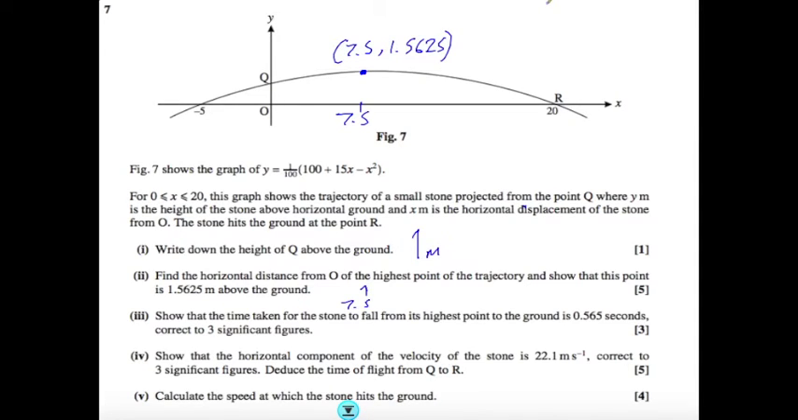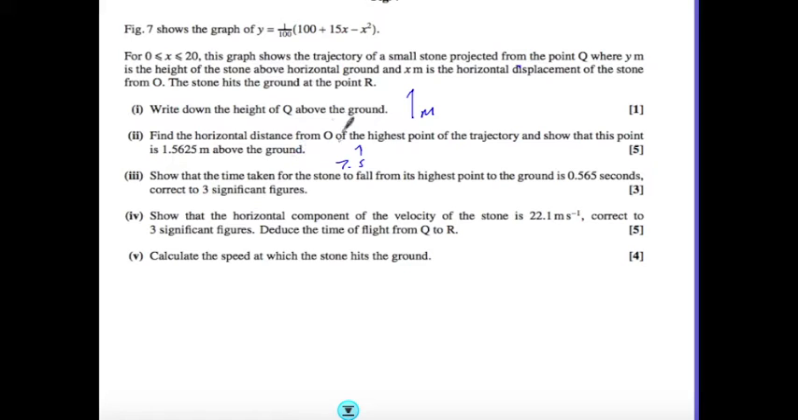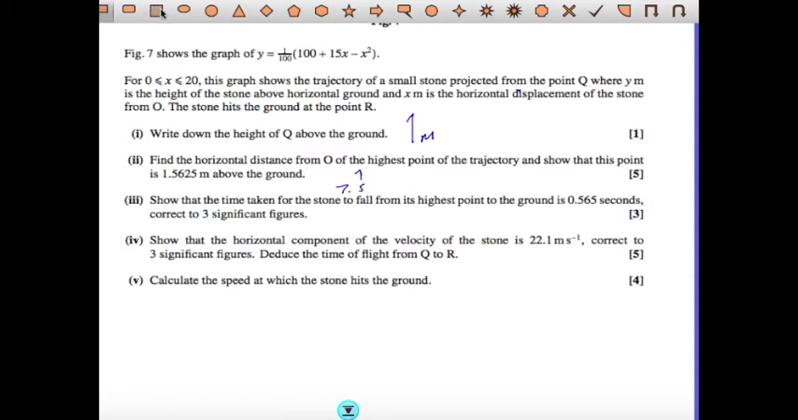Show that the time taken for the stone to fall from its highest point to the ground is 0.565 seconds, correct to 3 significant figures. So remember, we're only talking about the y direction here. So I would think of this as a kind of Suvat equation again, where the stone is falling from a height of 1.5625 with acceleration of g, so 9.8. So we can just treat this like a standard Suvat thing.